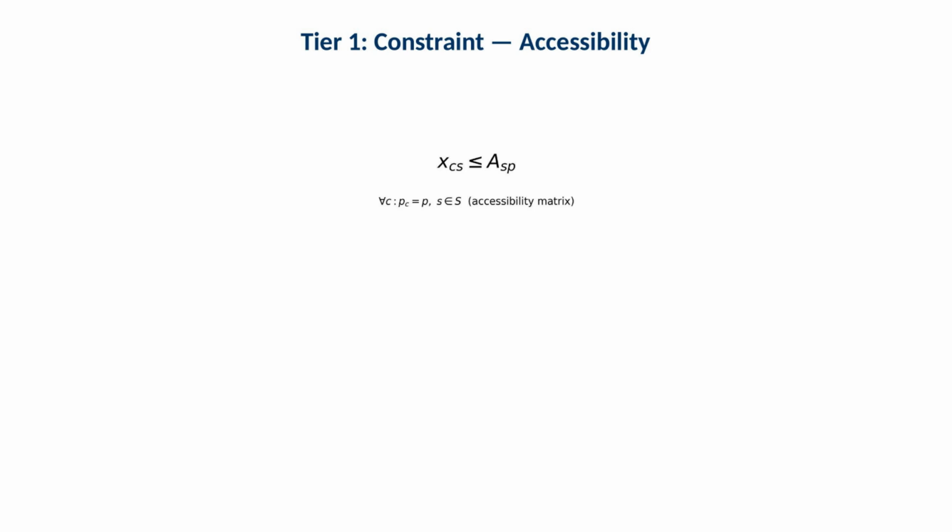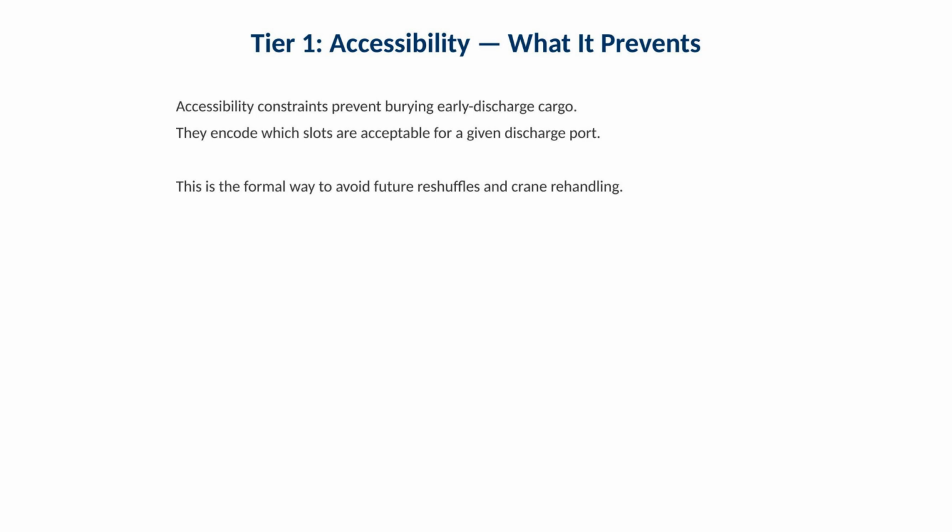Operationally, it encodes the core rule. Early discharge cargo must remain accessible without excessive rehandling. Accessibility constraints prevent burying early discharge cargo under later discharge cargo. This is the formal mechanism that avoids future reshuffles and avoids wasting crane time at downstream ports.